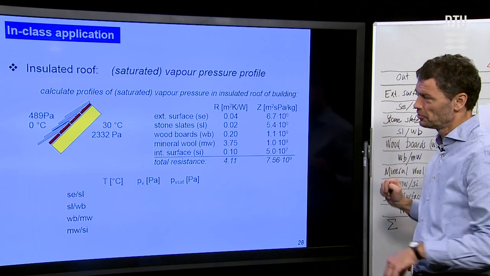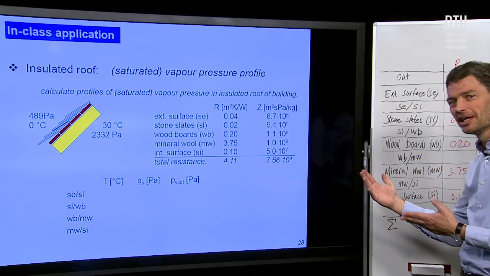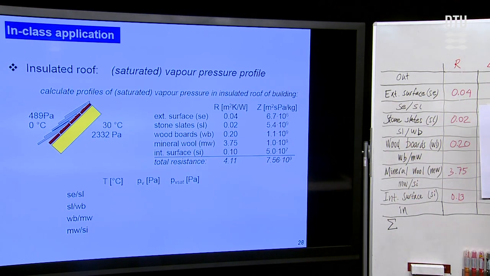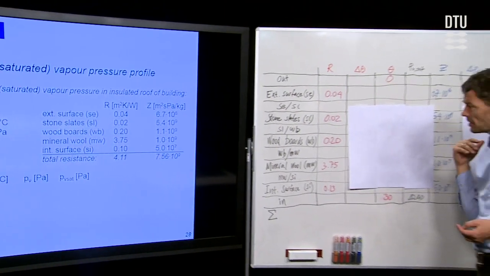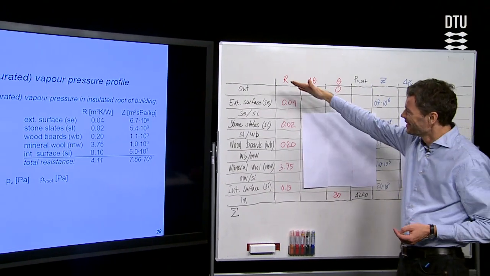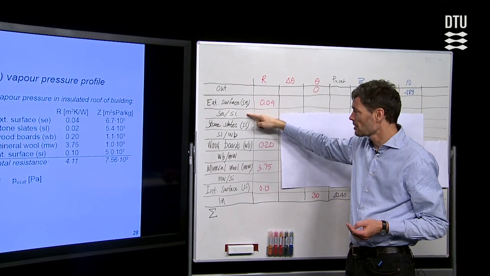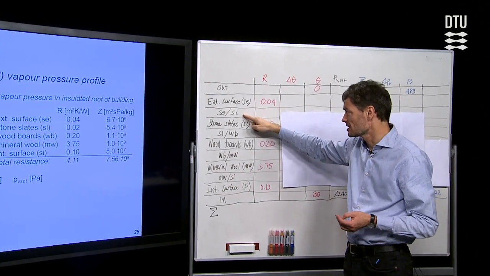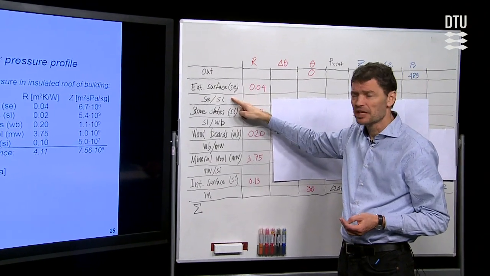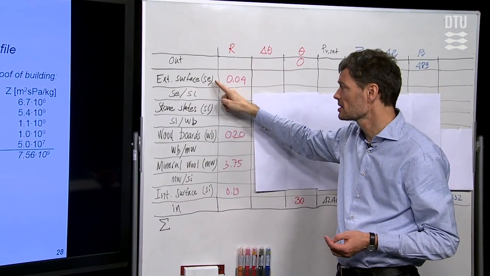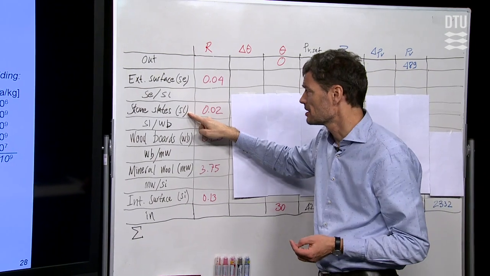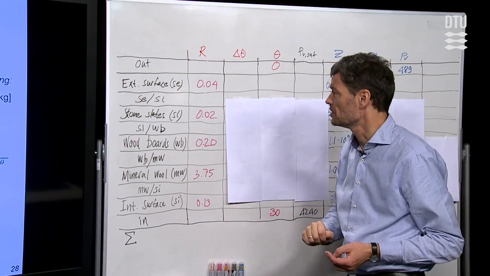So all this is a huge calculation in a way, so we'll put it in a table which I have prepared here on the whiteboard. I hope you can read all the layers I've indicated here, and also the interfaces where we should calculate things. For instance here, SE/SL is the interface between the exterior surface resistance and the stone slates that we have, and so forth for the others.